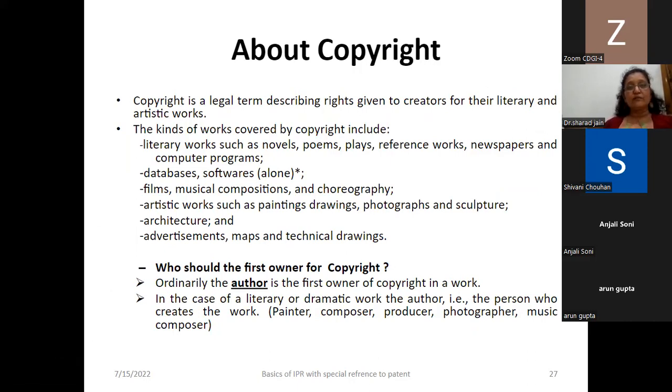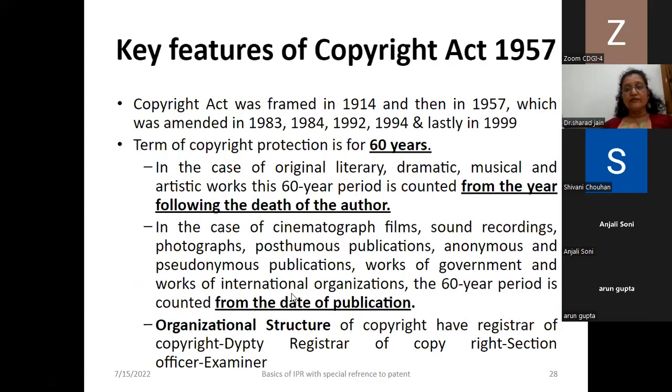This kind of work is covered by copyright. It covers all the literary work like novels, poems, plays, reference works, newspapers, computer programs, database software, film. Advertisement also comes into the category of copyright. And the first author is the owner of the copyright. It is given for 60 years from the date of the publication, for the international things.